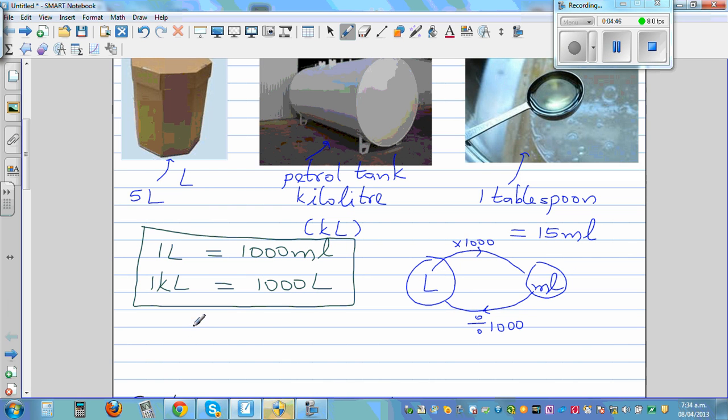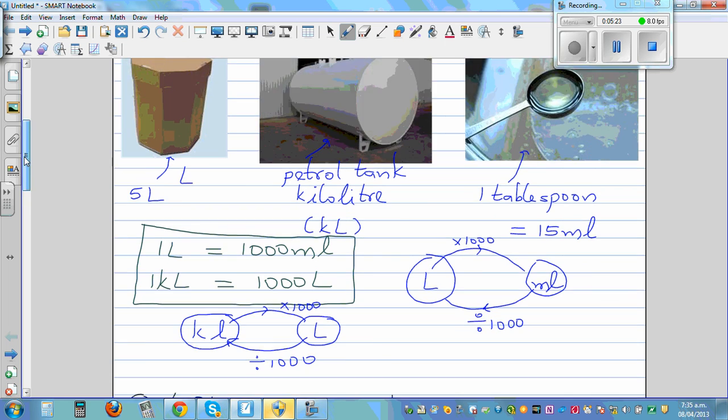Now from kiloliters to liters, is the number going to get bigger or smaller? Yes, it's going to get bigger. By how many times? 1,000 times. So you have to times it by 1,000. And from liters to kiloliters, it's going to get 1,000 times smaller, so you have to divide by 1,000. If you remember this much, you don't need to ask whether you have to multiply or divide. So let's do some questions.